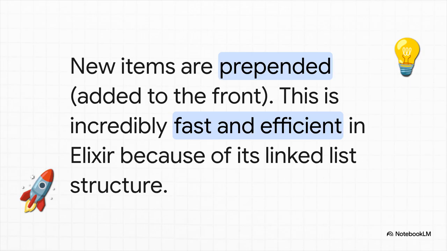But watch closely what happens when we add a second language, Haskell. Whoa, did you see that? It didn't get tacked on to the end. It was placed right at the front. This is a really big deal. It's called prepending, and it's our first major clue about why that head/tail structure is so important. Adding a new link to the front of the chain is incredibly fast and efficient in Elixir.